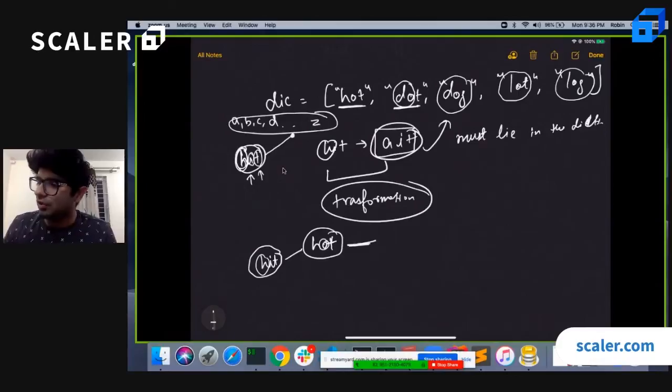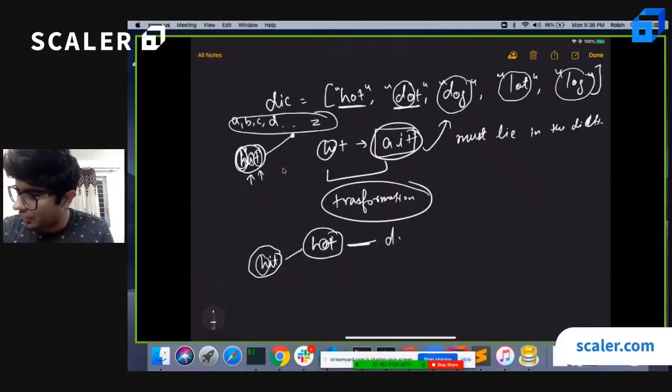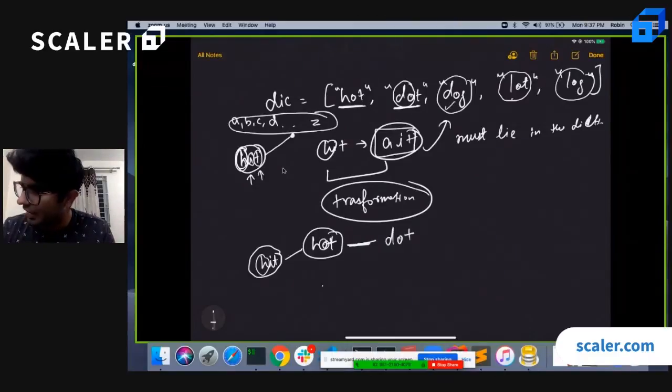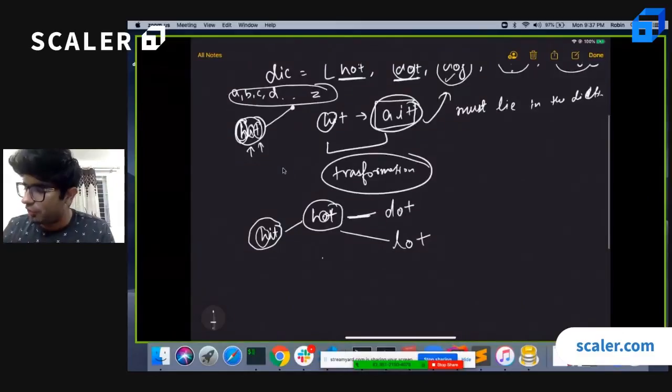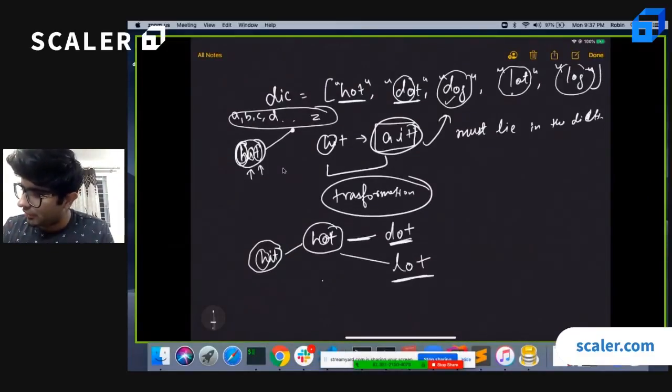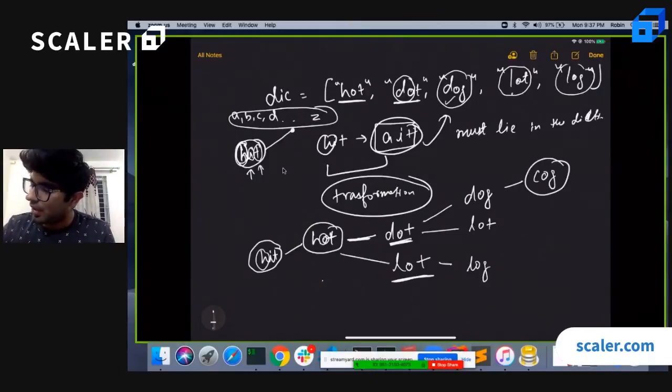Now from "hot", where can I go? I can go to "dot", for sure. May I go any other place from "hot"? I can't go to "dog", but I can go to "lot" as well. Nice. Now from "dot", I can go to "dog" and also to "lot" again as well. And from "lot", I can go to "log". Nice. And from "dog", I can reach "cog". Likewise, from "lot" I can reach "log", and from "log", I can reach "cog".